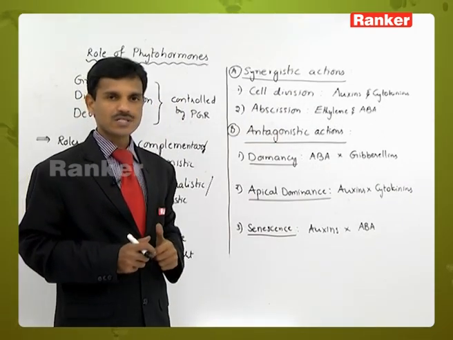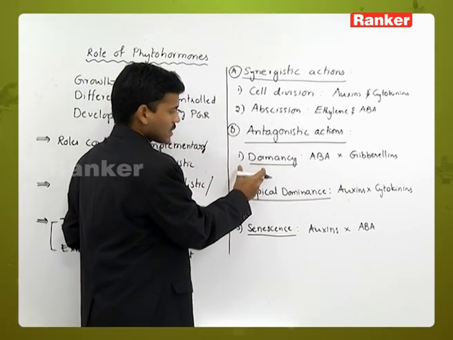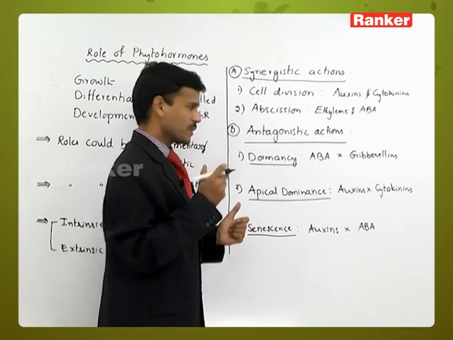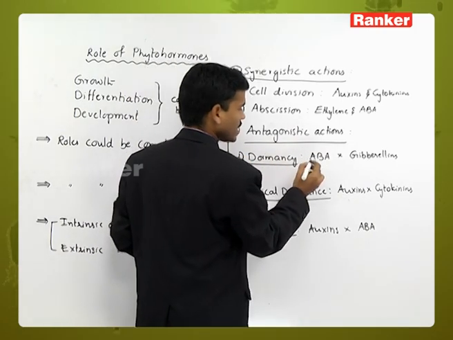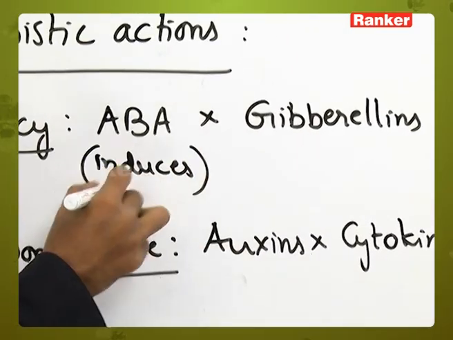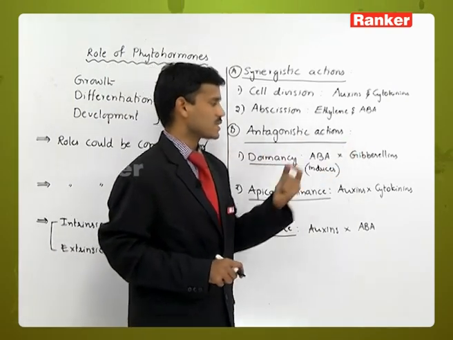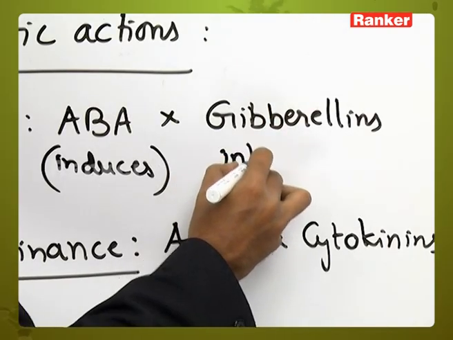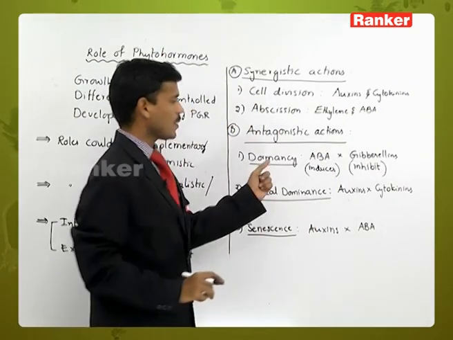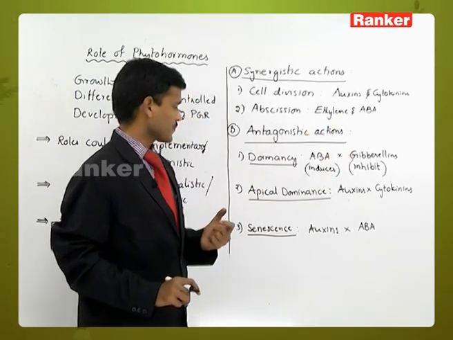Next, antagonistic actions. Anti means opposite. Generally, dormancy, the resting period, is induced by abscisic acid. Gibberellins inhibit it; dormancy is broken by gibberellins. Completely opposite: dormancy is promoted by abscisic acid and inhibited by gibberellins.